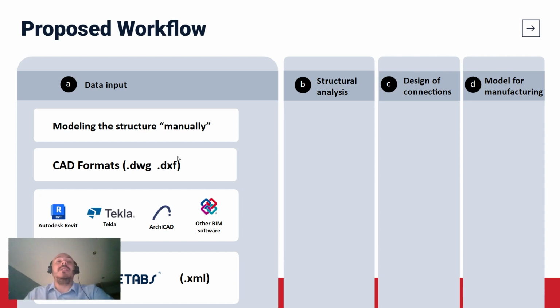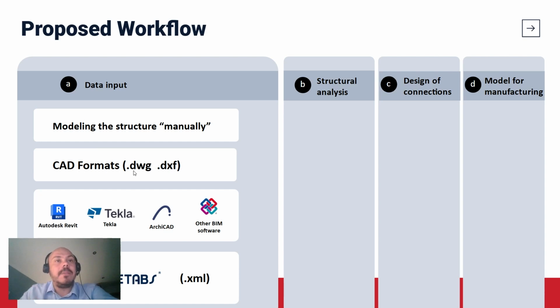The second option is if you already have the geometry of the structure in a CAD format, in DWG or DXF. You can get these lines from the CAD format and transform them into structural elements, into bars, for example, or if you have surfaces in your CAD file, you can transform them into shells. And then with this information, you apply loads and run an analysis. So the second option that you have here is getting information of the geometry of the structure from CAD formats.